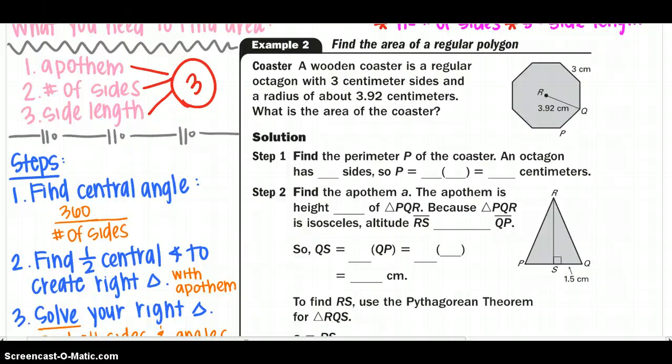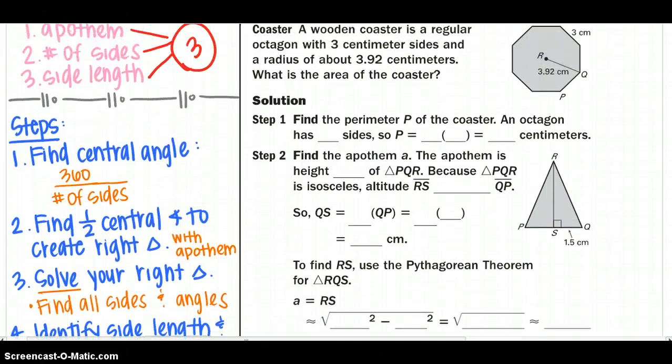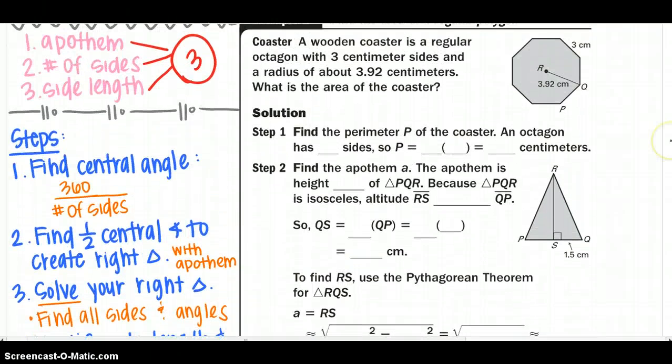I have also kind of made up steps for myself that I thought would help. So let's go through those after we get through our example. So we have our coaster. A wooden coaster is a regular octagon with 3 centimeter sides and the radius of about 3.92 centimeters. What's the area of the coaster?